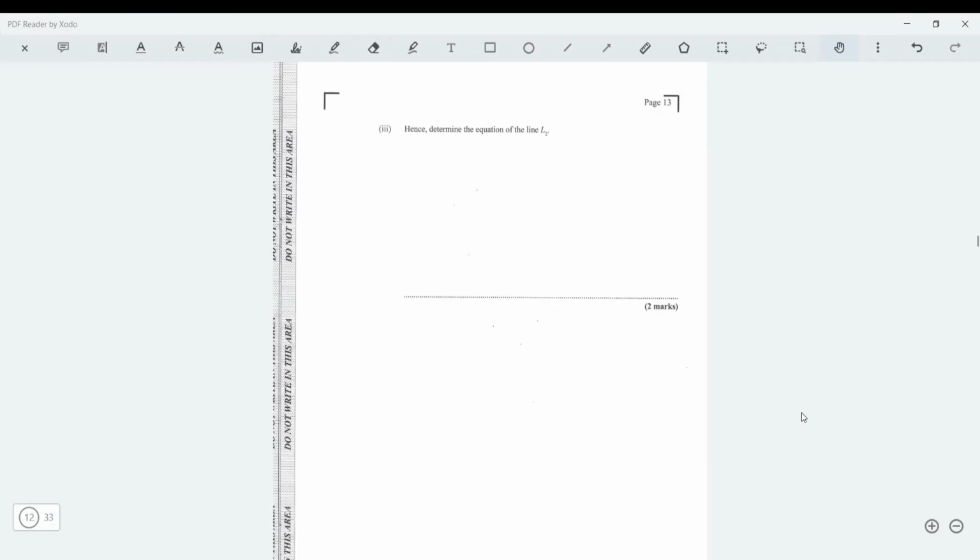Now remember what they told us. They told us that L1 is perpendicular to L2. This is the perpendicular symbol. If L1 is perpendicular to L2, that means the product of their gradients is -1. So that means the gradient of L1 times the gradient of L2 is -1.